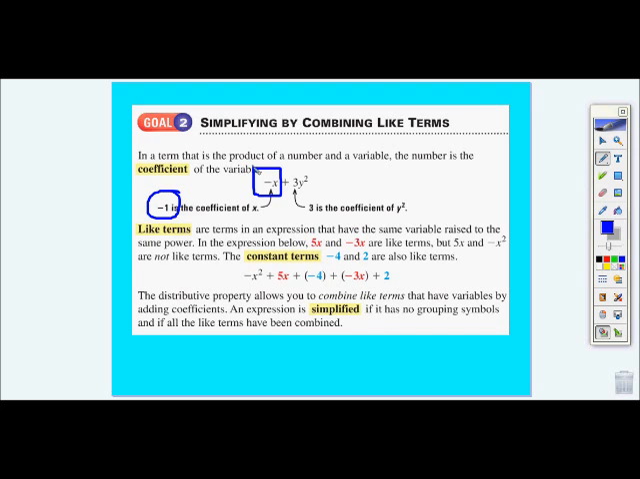Like terms are terms in an expression that have the same variable, and it has to be raised to the same power. In the expression below, 5x and negative 3x are the like terms, but 5x and negative x squared are not like. The constant terms negative 4 and 2 are also like terms, so you can simplify.